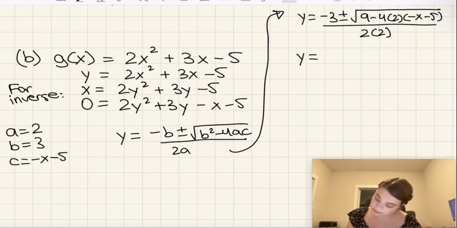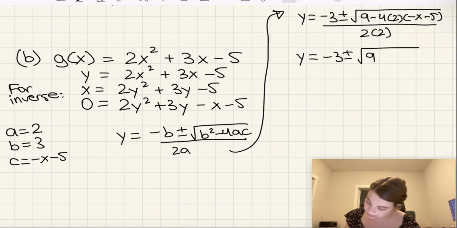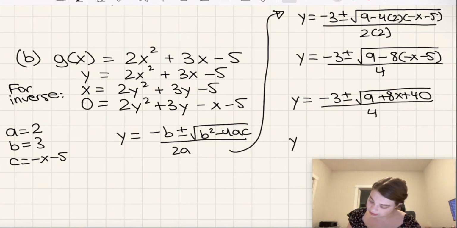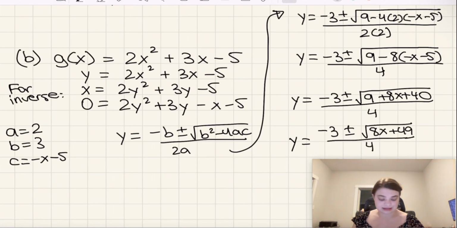So therefore, y is equal to negative 3 plus or minus, well, let's see what's going to be in here. We're going to get 9 minus 8 times negative x minus 5, all over 2 times 2, which is 4. So therefore, y is equal to negative 3 plus or minus the square root of 9 plus 8x plus 40, all over 4, meaning y is equal to negative 3 plus or minus the square root of 8x plus 49, all over 4. And that is the best that we can do.